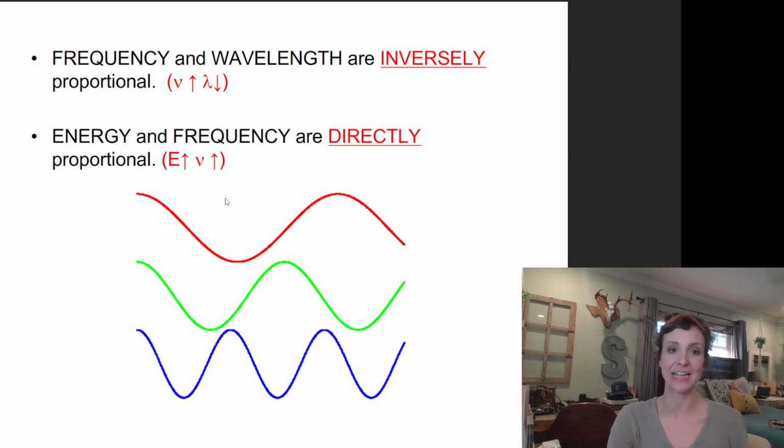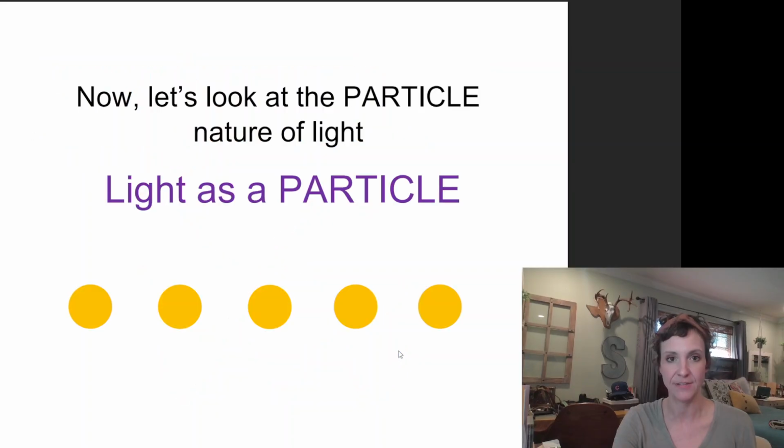You know, I like my pictures because I like my visuals. So this is a low energy, long wavelength, low frequency wave. And then down here is the high energy, high frequency, short wavelength wave. Okay, now let's look at the particle nature of light.